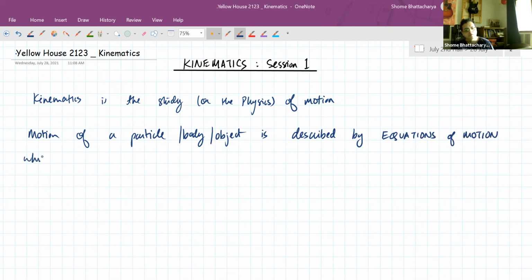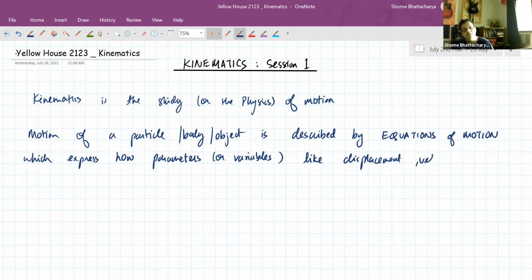Which express how parameters or variables like displacement, velocity, etc. evolve with time.